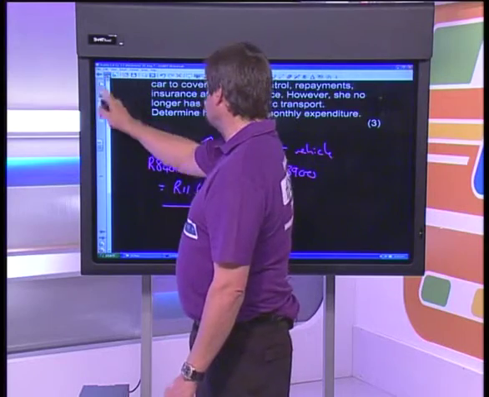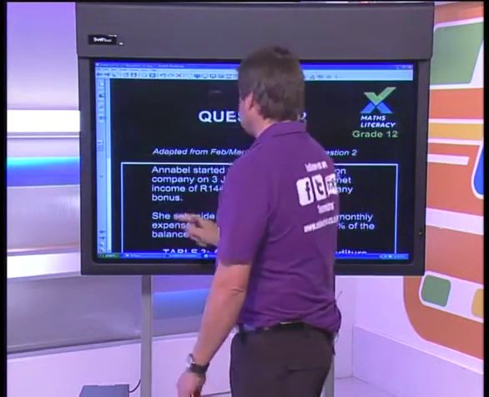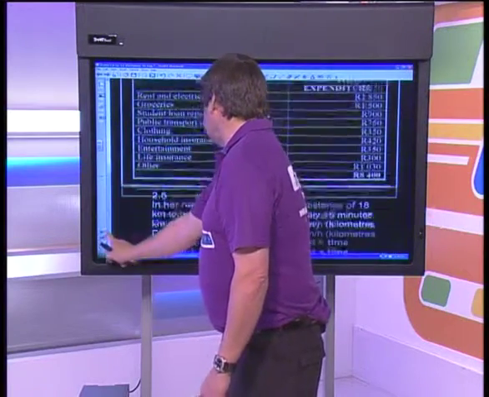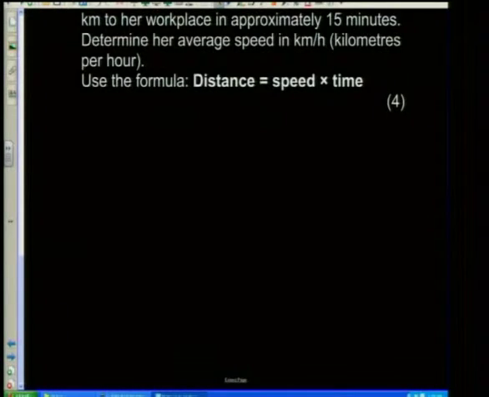We've got 4 minutes, so let's try and get to our next question. In her new car, Annabelle travels a distance of 18 kilometers to her workplace in approximately 15 minutes. Determine her average speed in kilometers per hour. Use the formula: distance is equal to speed times time. All right, let's do this quickly.